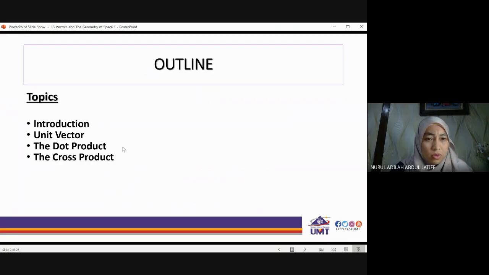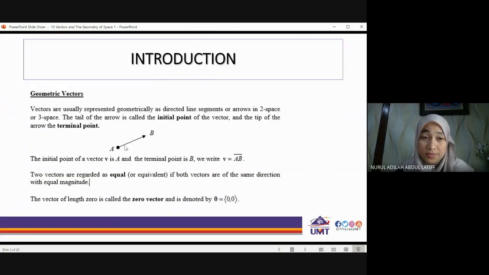I guess all these subtopics you have seen before. Okay, so this is just probably a recap for you, and it's not as difficult as integration or also differentiation. Okay, so what is a geometric vector, right? Vectors are usually presented geometrically as directed line segments from A. Okay, the initial point is going to be called A, and also to B.